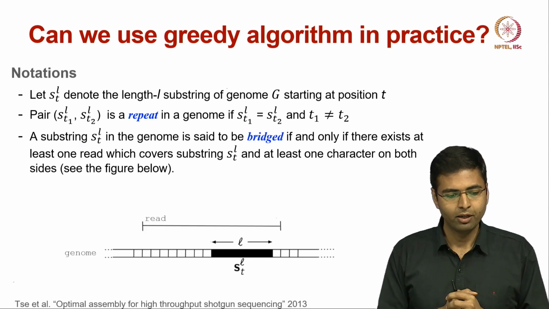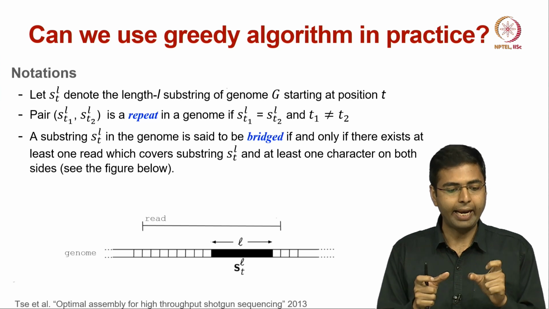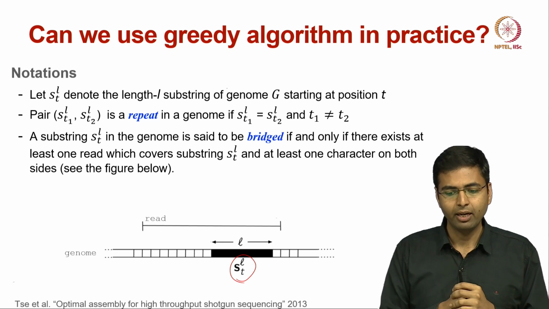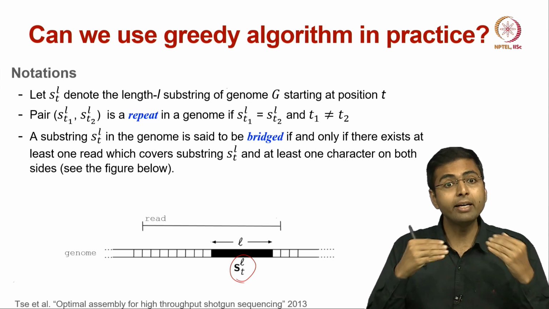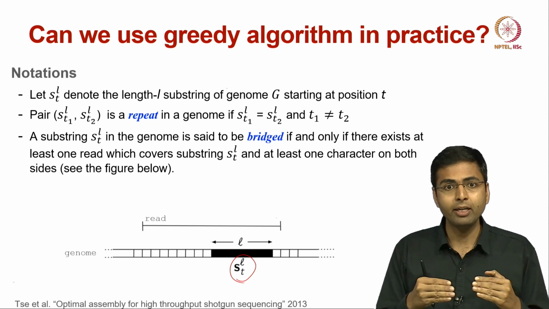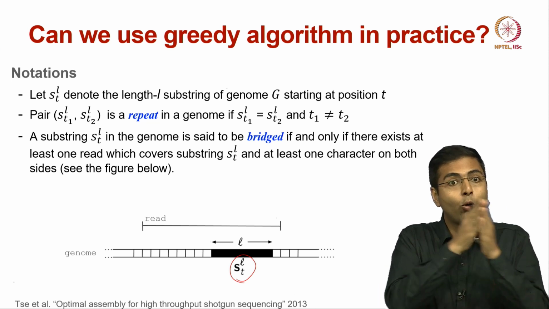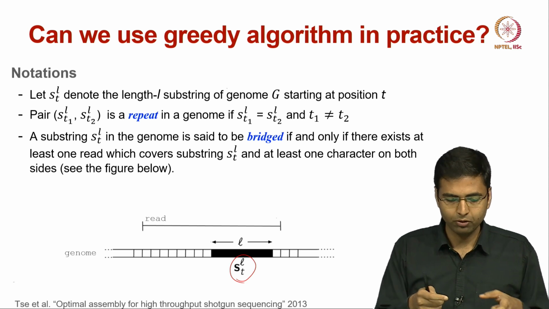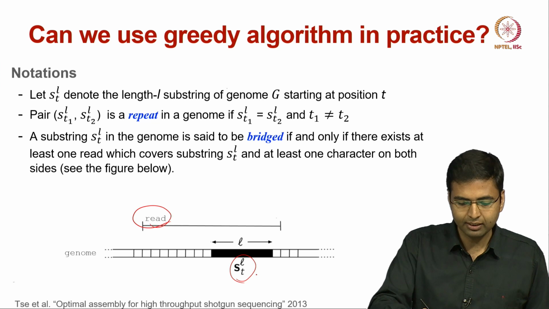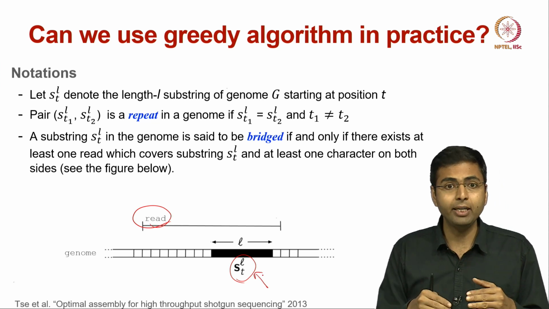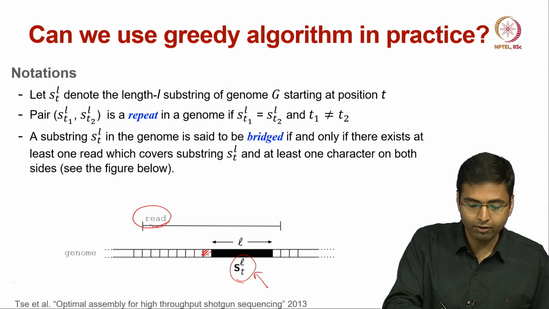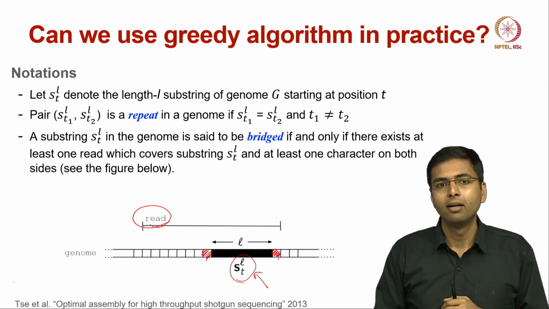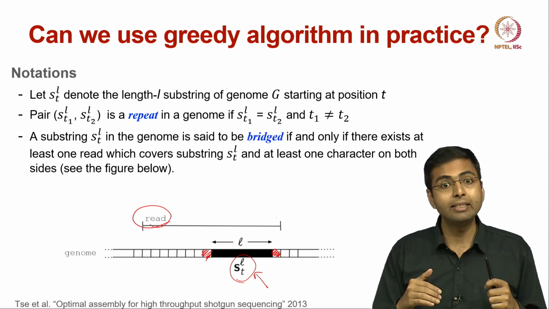Moving on, we say that a substring S_T^L in the genome is bridged if and only if there exists at least one read which covers this substring and at least one character on both sides of the substring. So, for example, if you see the figure below, you have a read which bridges this substring because it covers the substring as well as at least one character on the left and at least one character on the right. And in this case we say that the read bridges this substring.